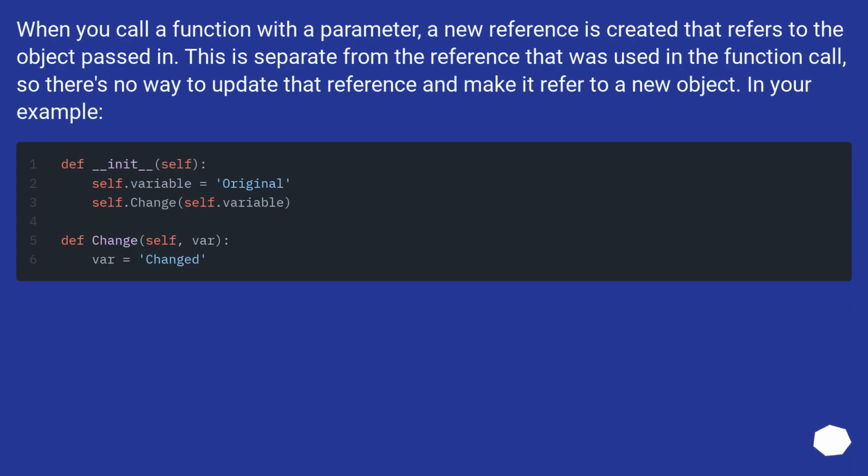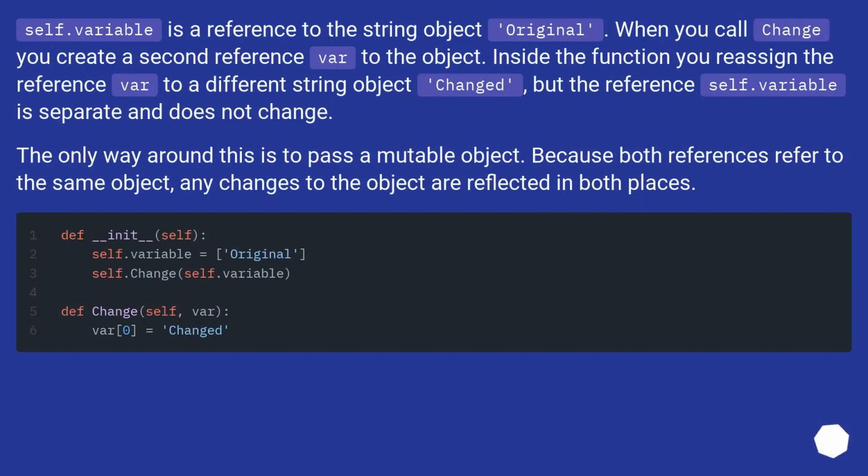When you call a function with a parameter, a new reference is created that refers to the object passed in. This is separate from the reference that was used in the function call, so there's no way to update that reference and make it refer to a new object. In your example, self.variable is a reference to the string object original.